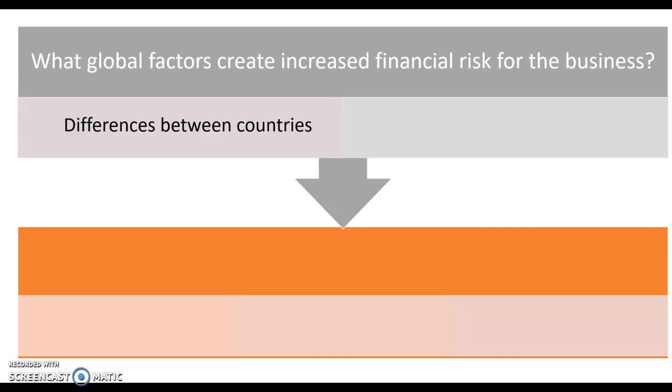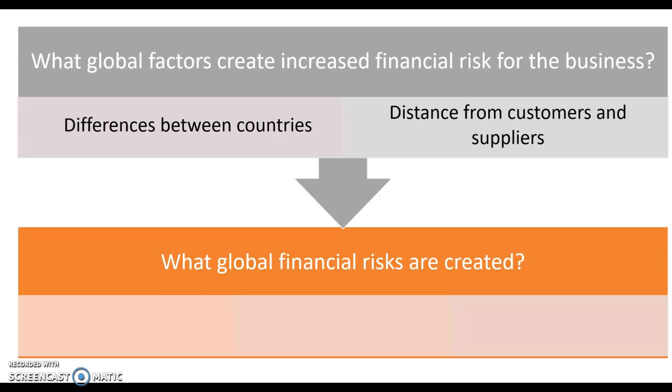So what factors are actually going to create this risk and uncertainty? The first thing is that there are differences between countries. They have different currencies, different interest rates, different rules and regulations. And secondly, it's just that distance between the business and its overseas customers and suppliers that makes it more difficult to manage.